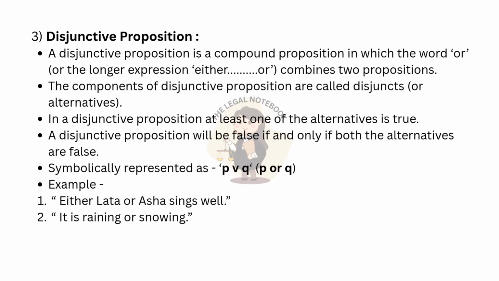3. Disjunctive proposition. A disjunctive proposition is a compound proposition in which the word or combines two propositions. At least one of the statements is true. If both are true, still valid. Symbol: P or Q.